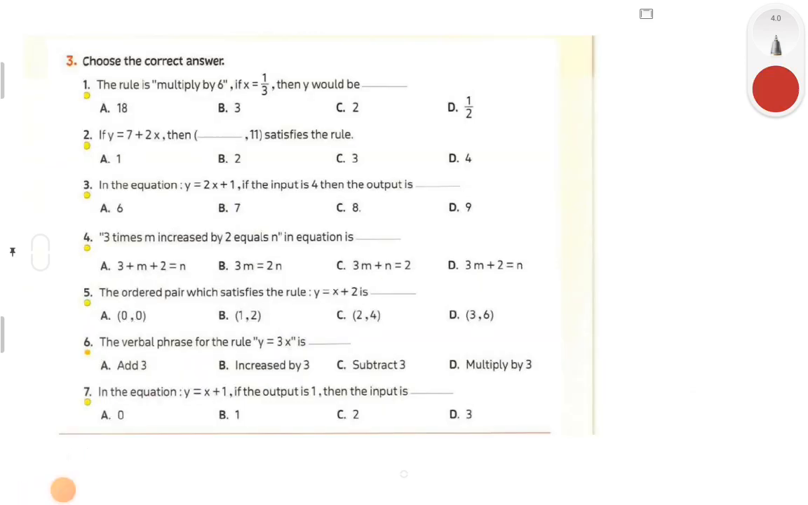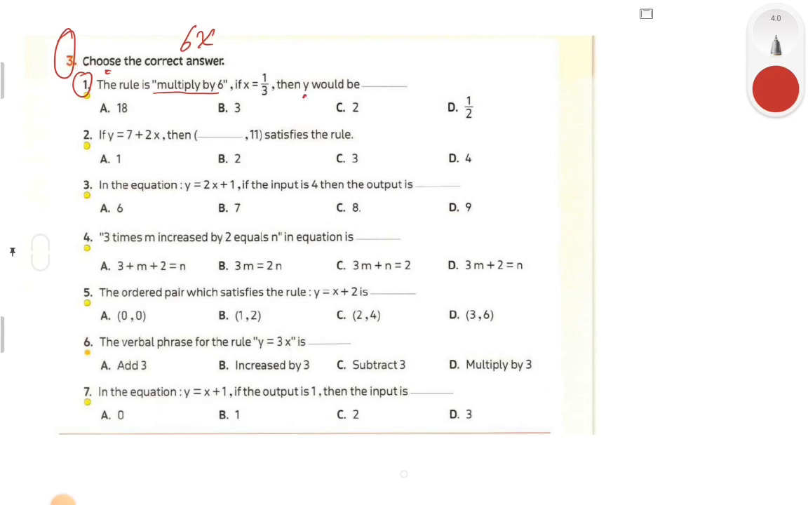Okay, buddy. Now we have question number 3. Choose the correct answer. Point 1. The rule or the equation is multiply by 6. What multiplied by 6? Of course, 6x.